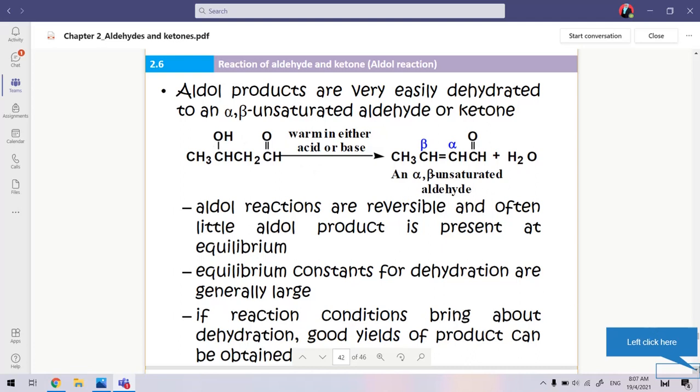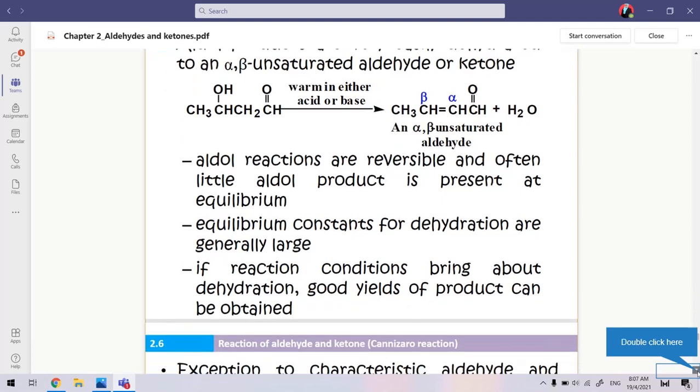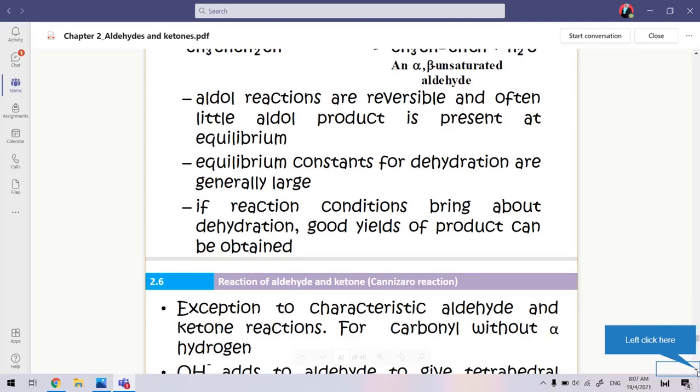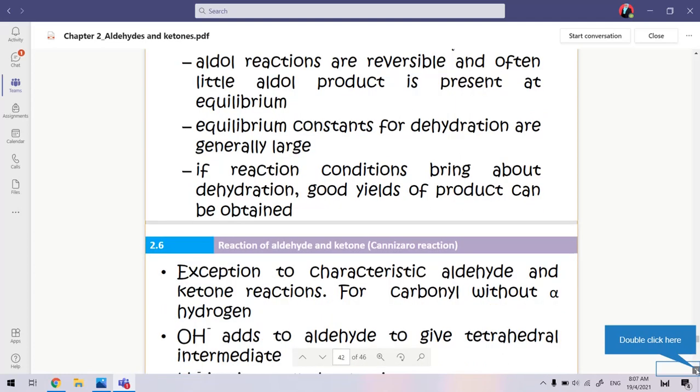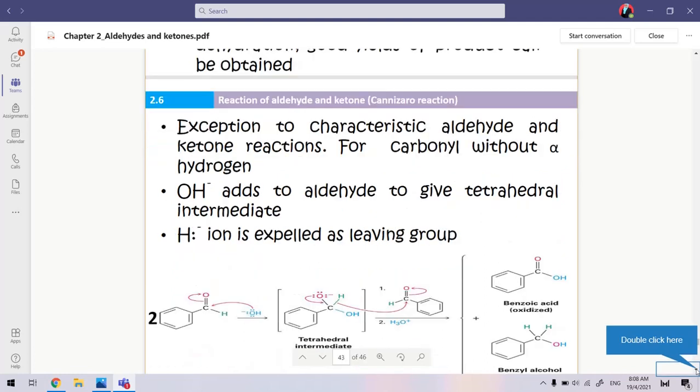And these aldol reactions are reversible, and often little aldol product is present at equilibrium. Equilibrium constants for dehydration are generally large. If the reaction conditions bring about dehydration, good yields of product can be obtained.